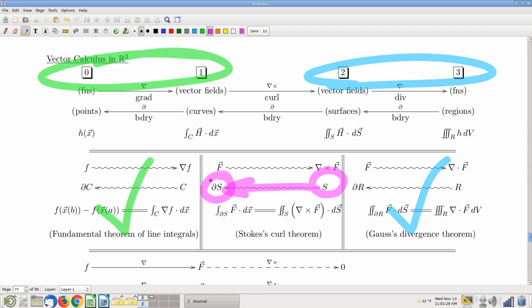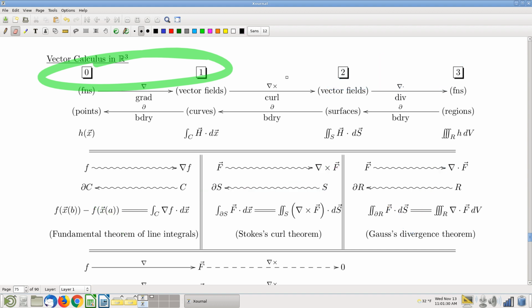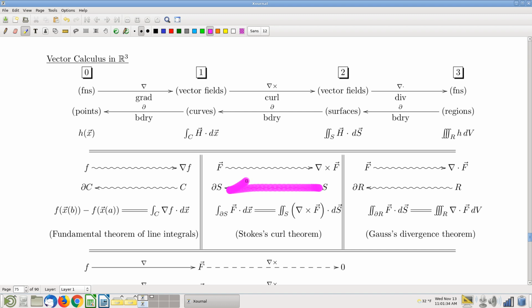And you can kind of fill in the blanks. You don't even really have to go through the argument to guess what the result's going to be. The result is going to be that if you take a surface and look at its boundary curve and do a line integral, and if instead you were to do what the diagram says, take the curl of the vector field, then the flux over the original surface, you get the same thing.